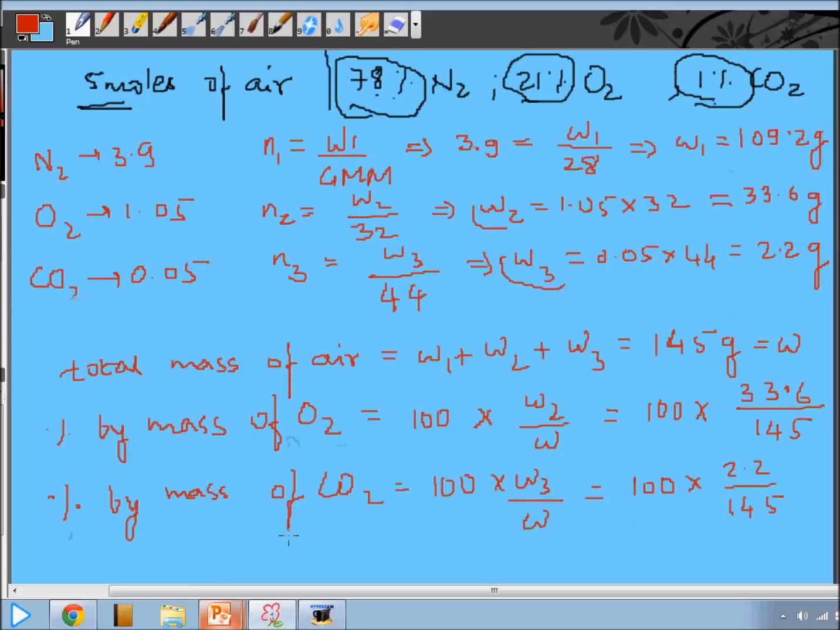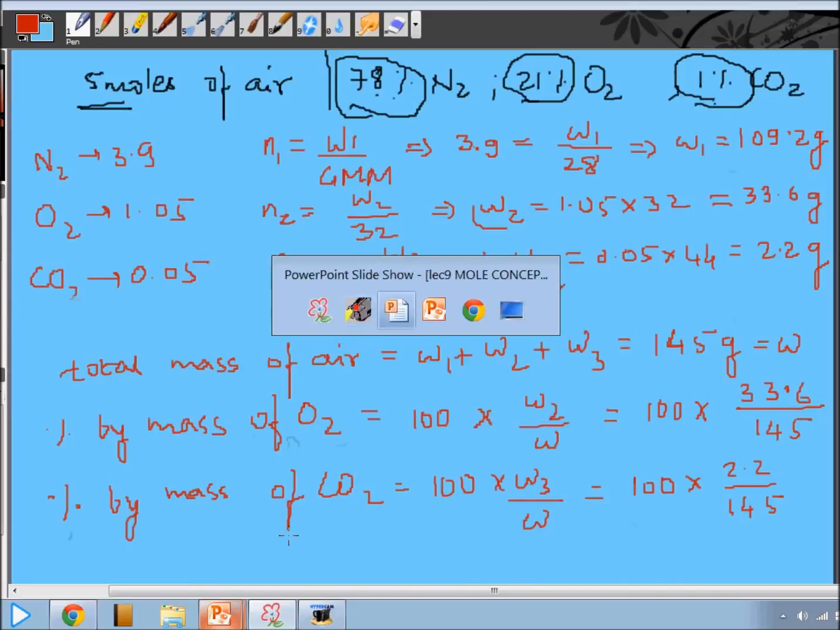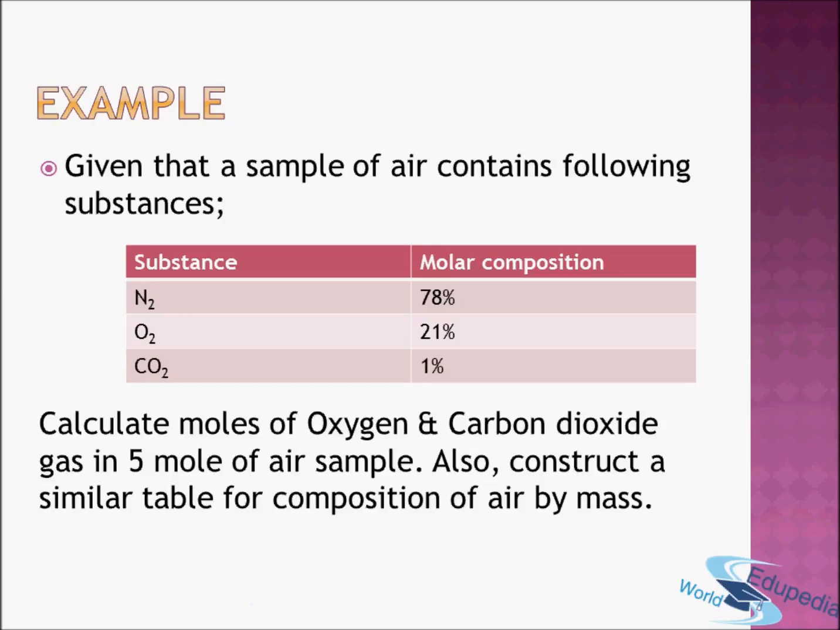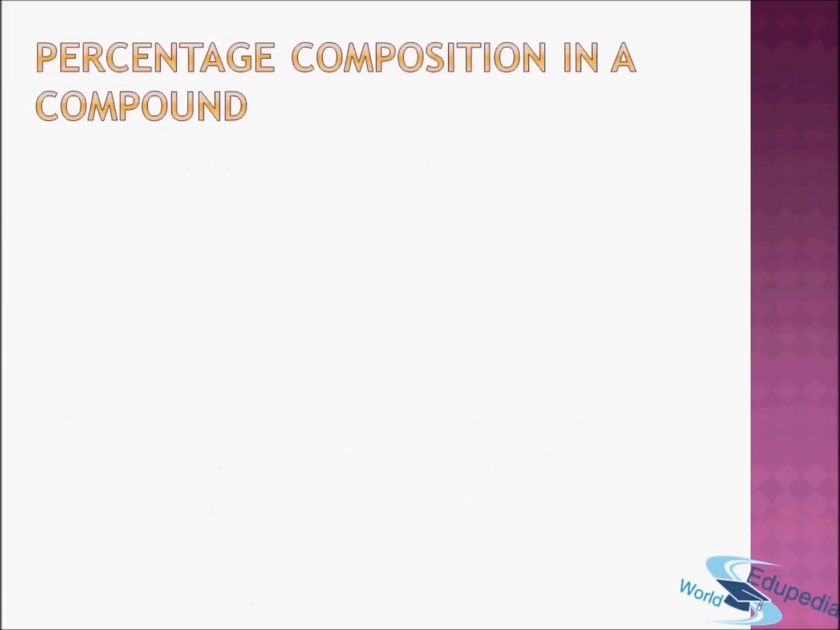So this is how you calculate percentage composition in a given mixture. It's pretty simple. Once you practice more questions, you will see that it's a very basic concept. In fact, you don't usually get questions directly on percentage composition. In the next session we'll use these percentage compositions for a different purpose. For now, let's move on to the next part of our percentage composition, which is percentage composition in a given compound.